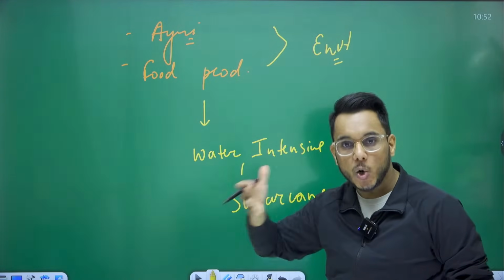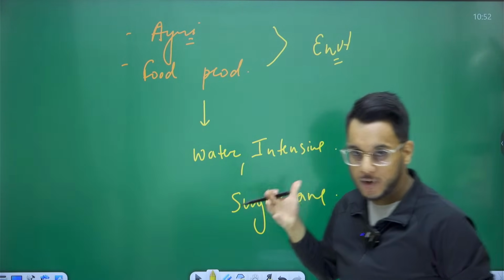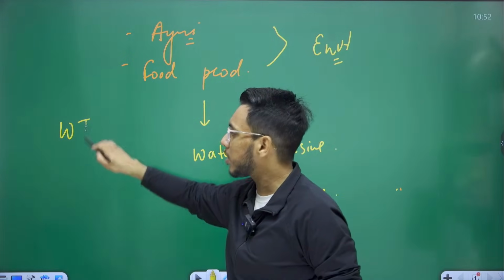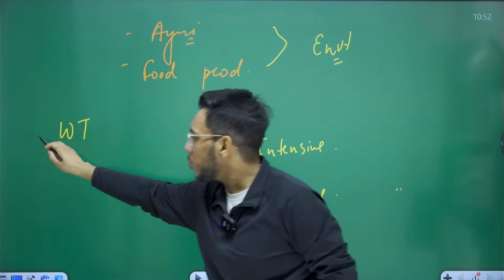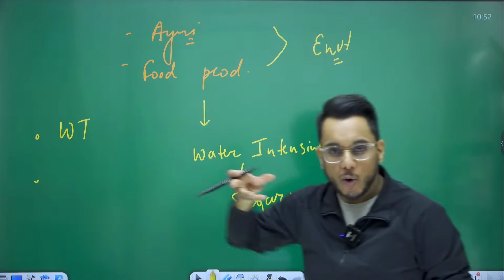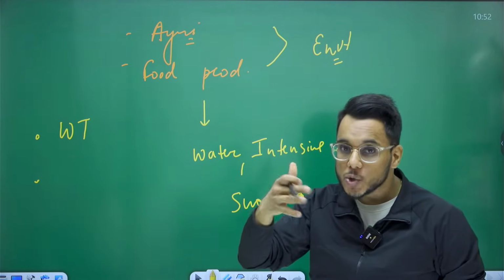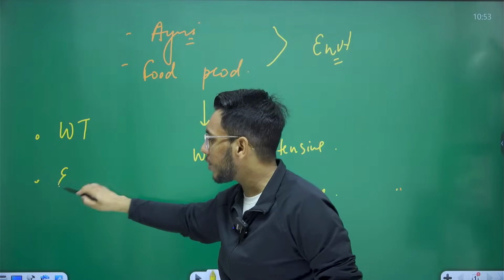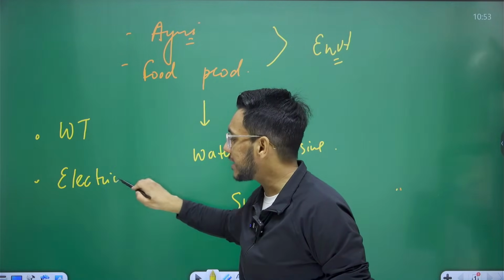Now, as we are withdrawing groundwater to grow sugarcane, what happens? It depletes the water table, number one. Number two, guys, as you have to draw groundwater for sugarcane, a lot of energy will be needed. Let's say electricity is needed.